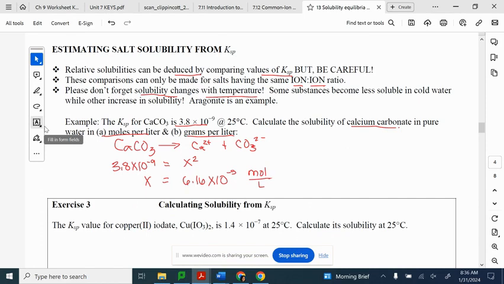And that's for the calcium. If I wanted to turn that into grams, all I have to do is multiply by the molar mass off the periodic table for calcium. And that would give me the grams per liter for the calcium. And then if I wanted to figure it out for the carbonate, I would figure out the molecular mass for that and multiply that by this value to get the grams per liter for CO3 2 minus.